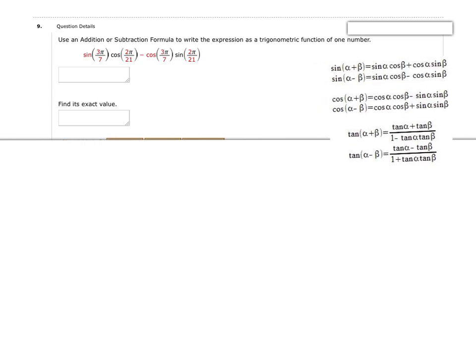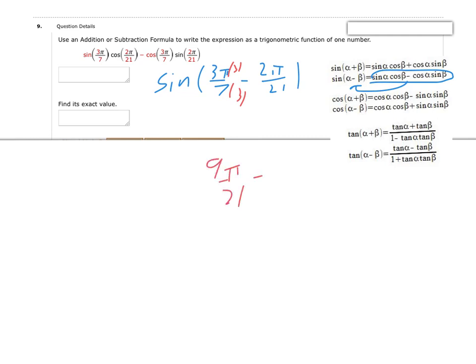And I need to identify which formula this is looking like, and I would say it's looking like our sine, or I would say it's actually looking like this one right here. And so we're going to switch it back that way, kind of just like we did last time. So it's going to be sine of the first thing minus the second thing. And so now I'm going to subtract them with a common denominator. So we're going to multiply this by 3 over 3. So this will be 9 pi over 21 minus 2 pi over 21, which is 7 pi over 21, which would just reduce to pi over 3. So this is all just sine of pi over 3.